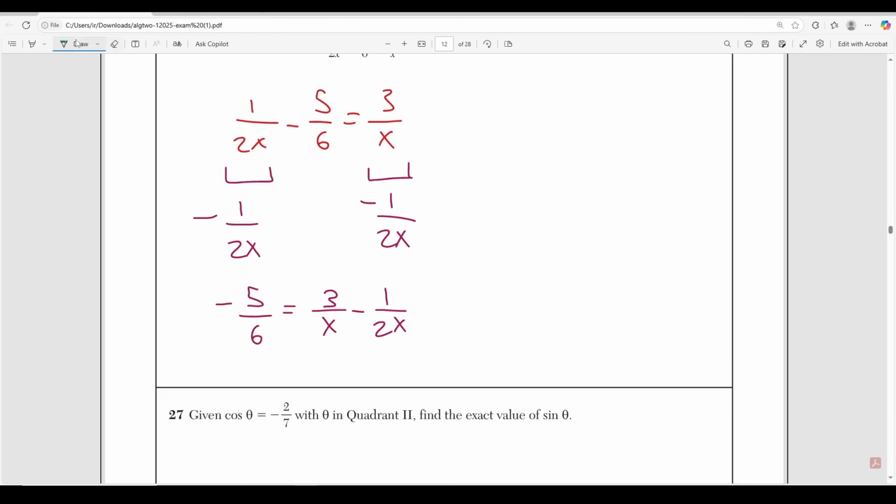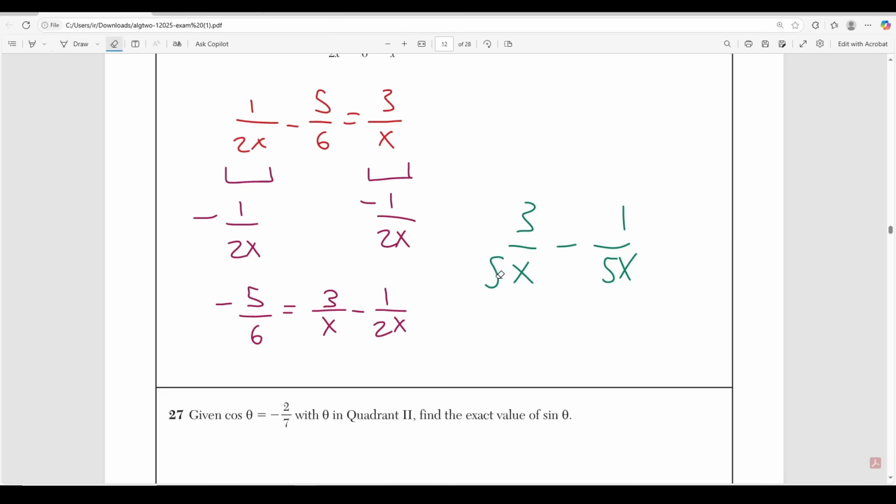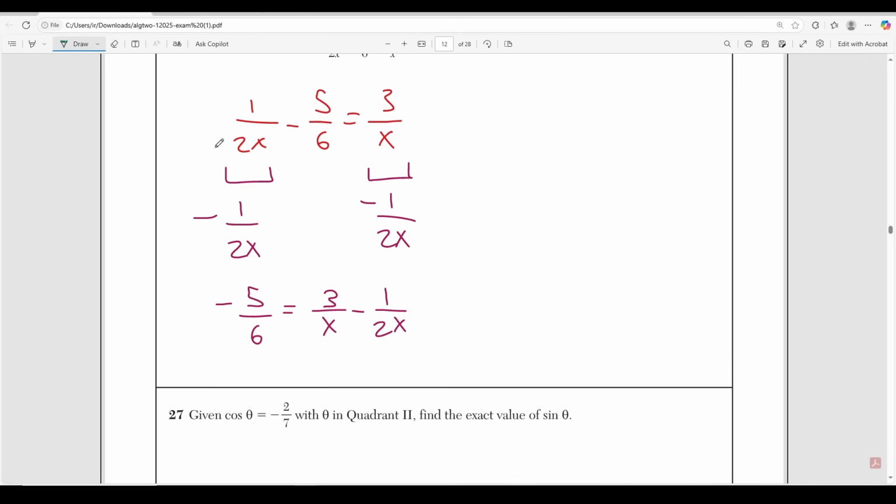Oftentimes, you're just going to match one denominator to the other. So, if you had 1 over 5x minus 3 over x, usually you just have to pair this denominator with the other denominator. How do you do that? We'll just multiply by 5, okay? Usually, the Regents makes it that simple, right? You just have to turn one into the other by multiplying the top and the bottom by a number.